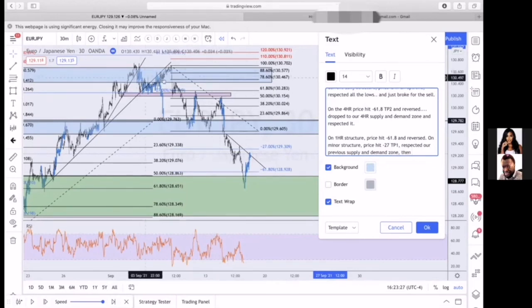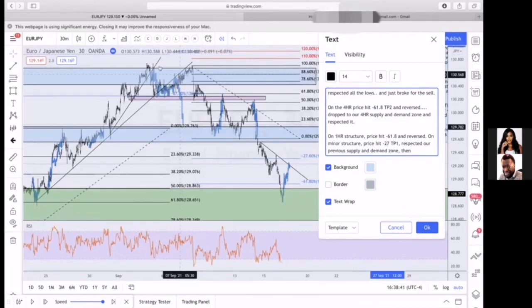This is where I'm at right now. So price hit this negative 27 and it never made it to this negative 61.8 one because we were in a zone right here. So price only made it to negative 27, but it didn't surpass it because it respected our previous supply and demand zone, which is here. Okay. Then drop down.